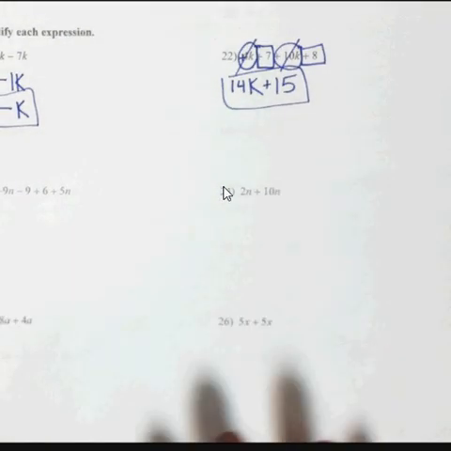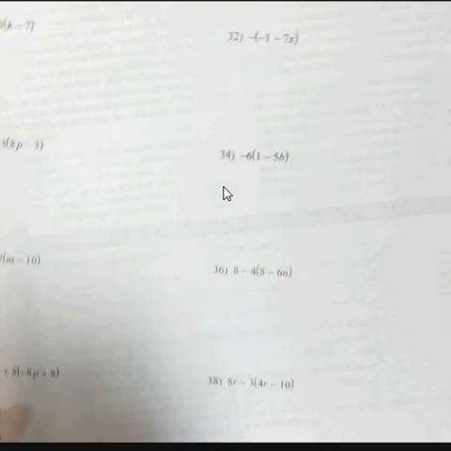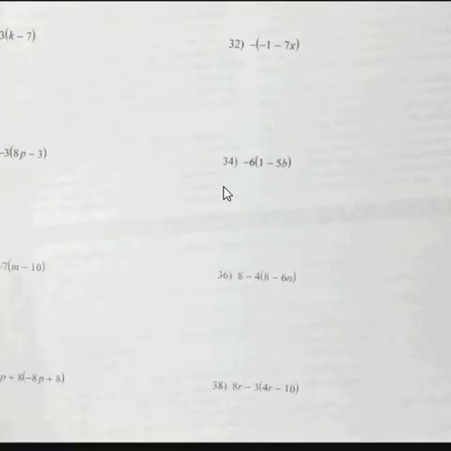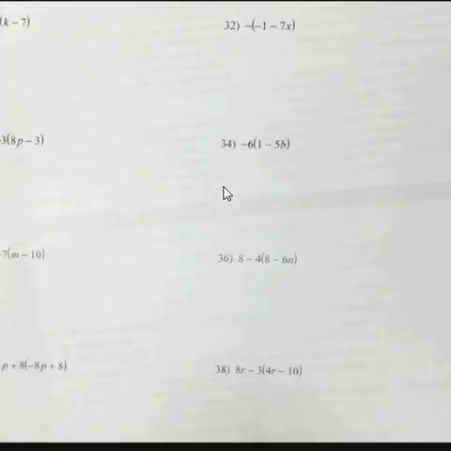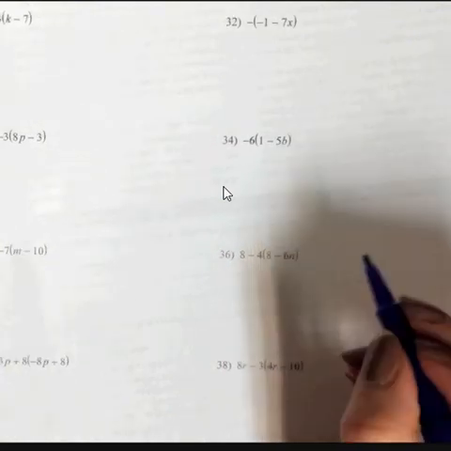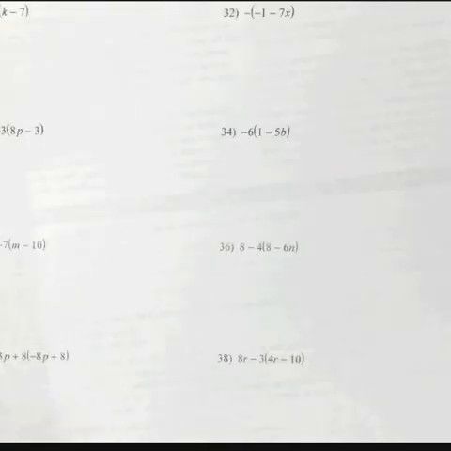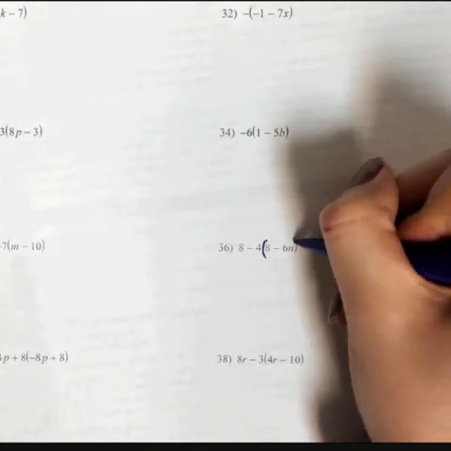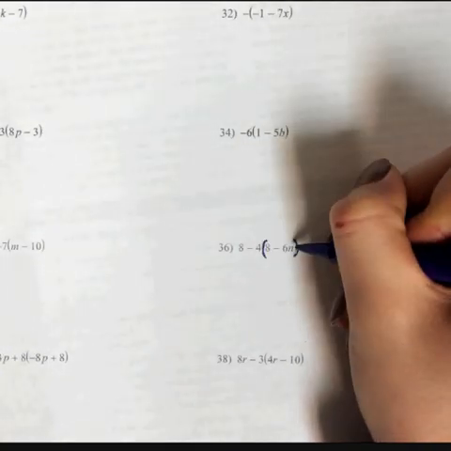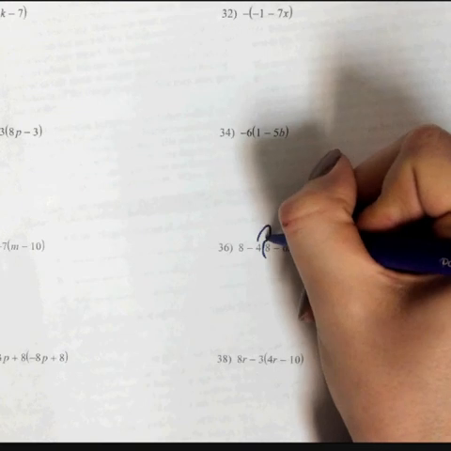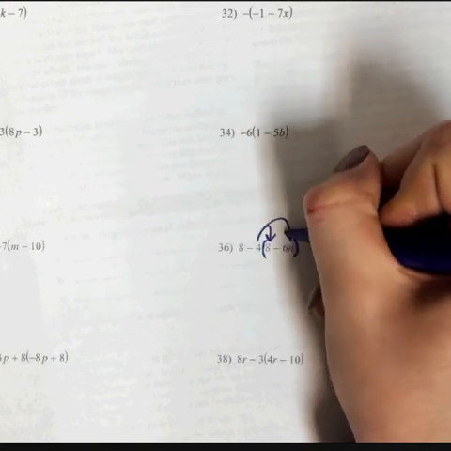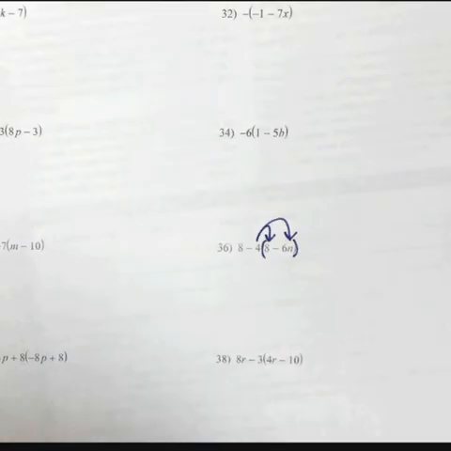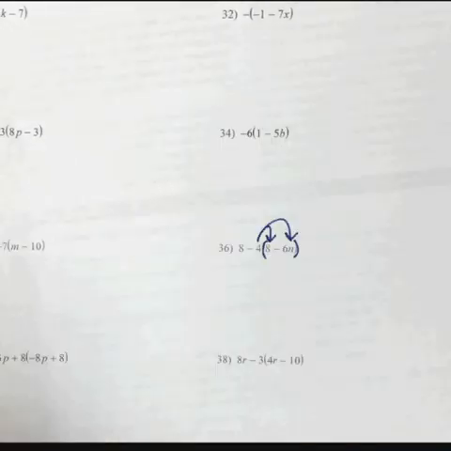So the rest of your packet is similar. When you get to the bottom, there's some that involve what's called the distributive property. So looking at a number like 36, before we can combine our like terms, we need to distribute. So I have the -4 touching the parentheses. That means I'm going to multiply this -4 by the 8 and by the -6n, and then I'm going to rewrite my new expression.